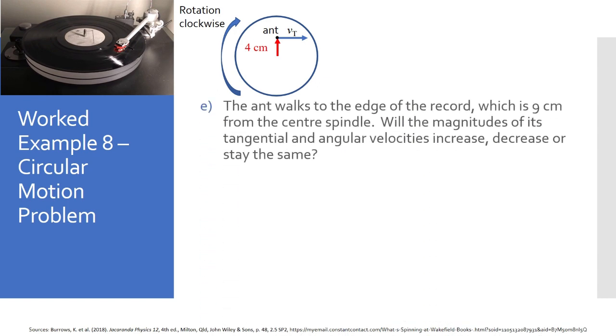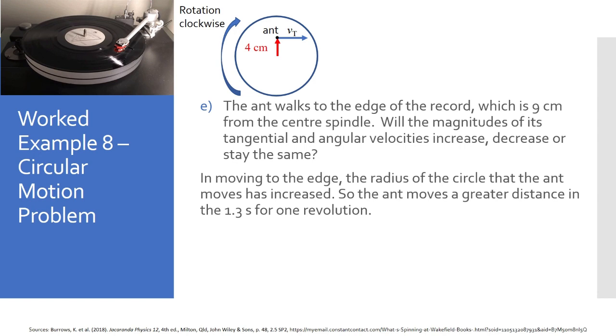Part E, the ant walks to the edge of the record. Now this is quite a hard question because we're dealing with changes, and we want to know what changes if the ant walks from roughly the middle to the outer edge. So firstly, in moving to the edge, the radius of the circle that the ant moves has increased. So the ant moves a greater distance in the 1.3 seconds for that one revolution. So that means that the ant's tangential velocity has increased.